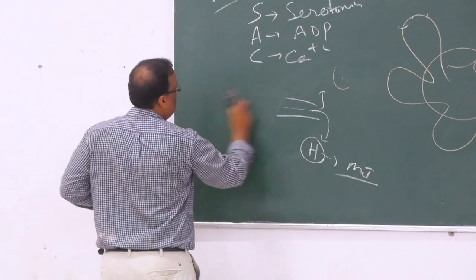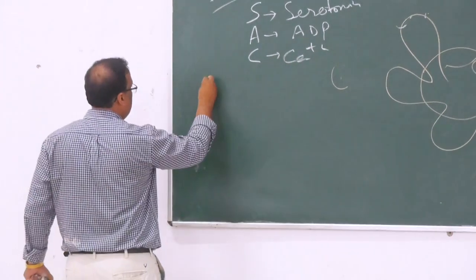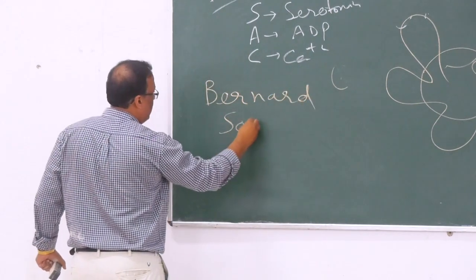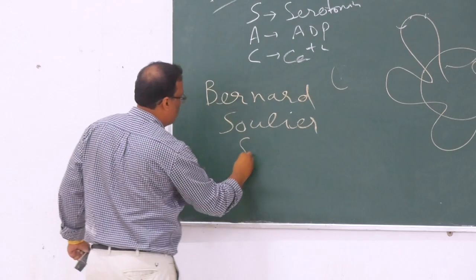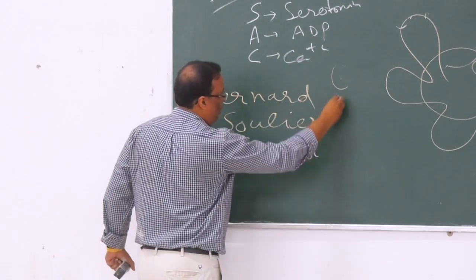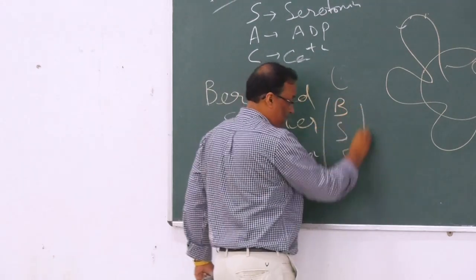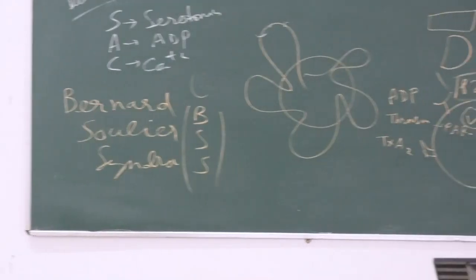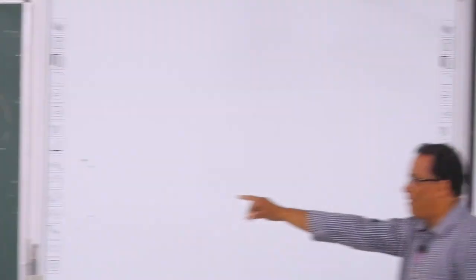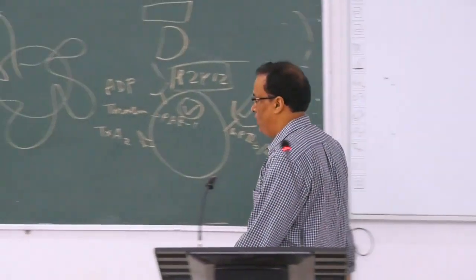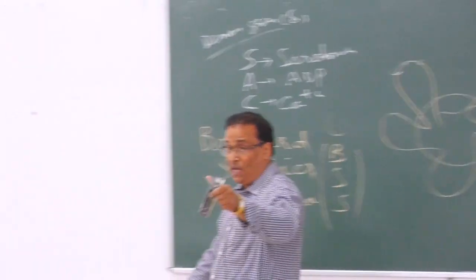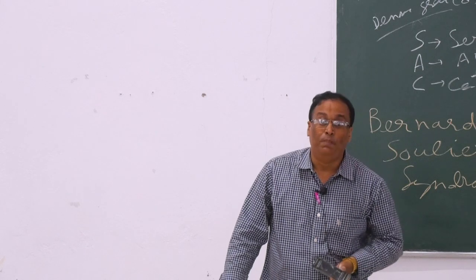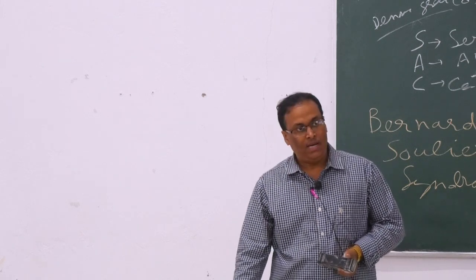That is called Bernard-Soulier syndrome, or BSS. There are different types, 1, 2, 3. I am not going into details. I have come across one patient having this Bernard-Soulier syndrome. That patient has a deficiency or absence of GP1B, right?